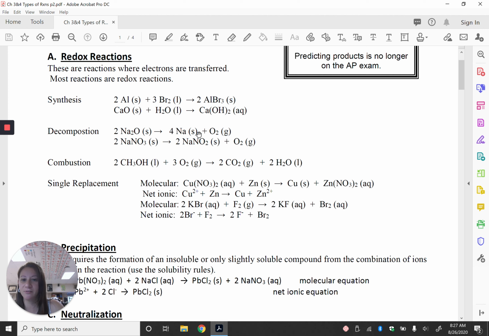If you look at any of these, you will assign oxidation states. Like I said, you'll see some of them will change, and that tells you it's a redox reaction. So if you see any synthesis, decomposition, combustion, or single replacement, you just say it's a redox reaction. Your evidence would be to assign oxidation states and see that they're changing.